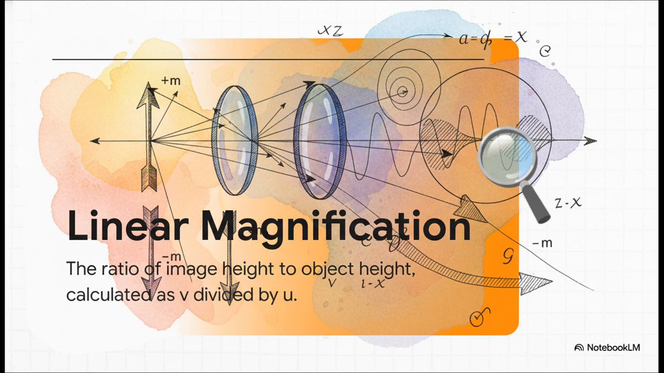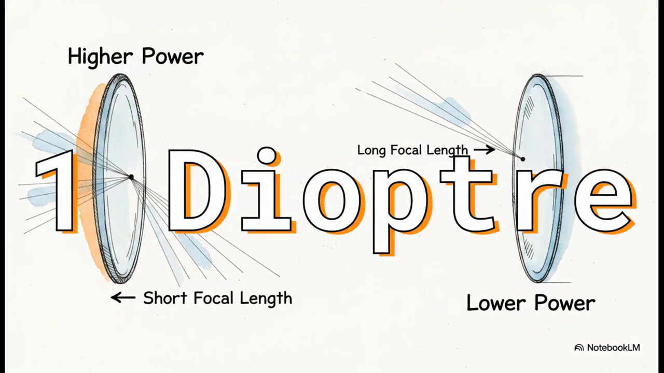Right alongside the lens formula, we also have linear magnification, represented by m. This is simply the ratio of the image height to the object height, which we can easily calculate as v divided by u. The resulting number is incredibly informative. If the number is greater than 1, well, your image is magnified. If it's less than 1, it's diminished. Plus, a positive sign tells you the image is virtual and upright, while a negative sign means the image is real and upside down.